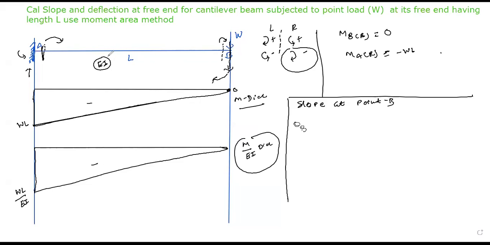At which point do you already know the slope? Can anyone tell me? Can anyone tell me at which point the value of slope is already known? Just think of the Macaulay method. I have given you a hint on the Macaulay method. From the Macaulay method you will get the answer.